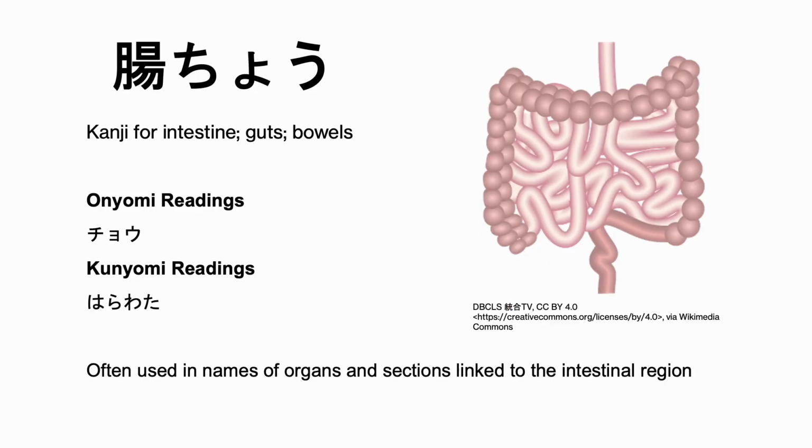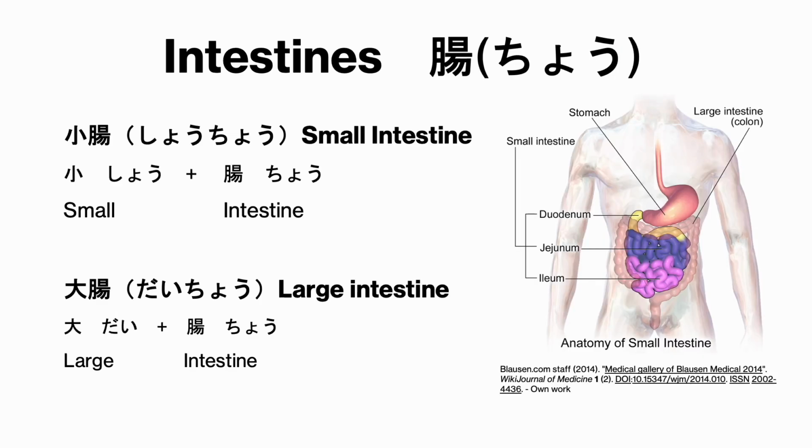So the kanji for intestines is cho, with cho being the onyomi of the word. The kunyomi is harawata, although I find we don't hear that reading as often. The kanji cho is often used in names of organs and sections linked to the intestinal region, as you'll see in the next slide. So the intestine is made up of two parts, the small intestine and the large intestine.